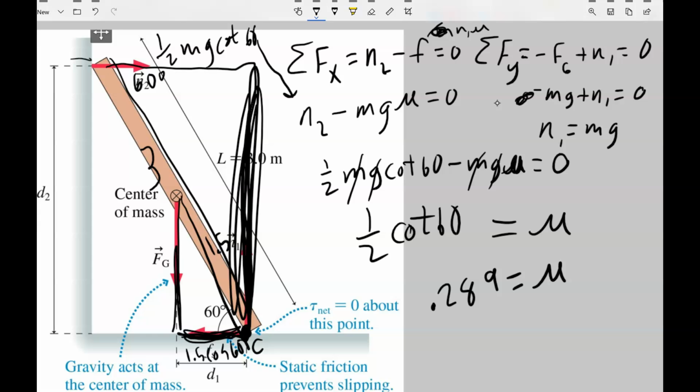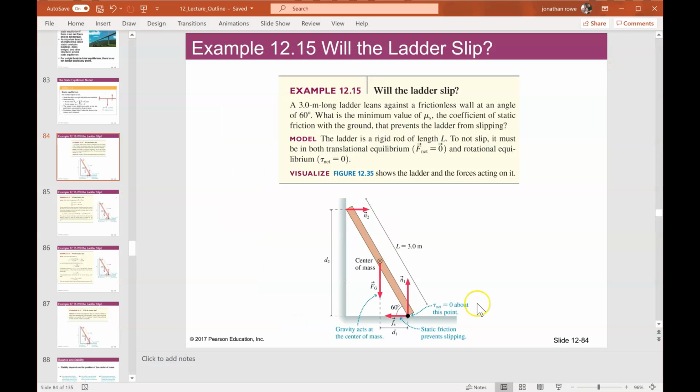This is the minimum value for mu that would allow the ladder to not slip. That's really cool to me that we can figure that out.